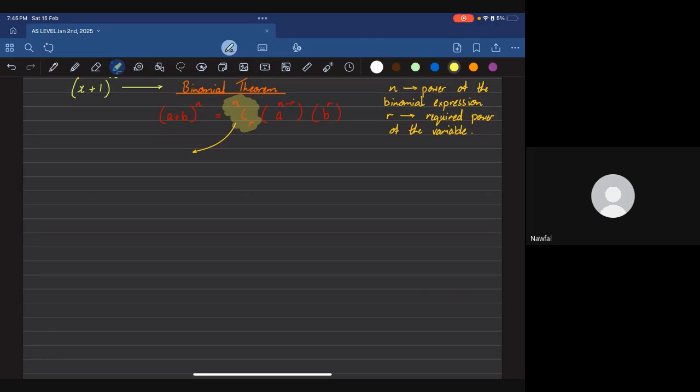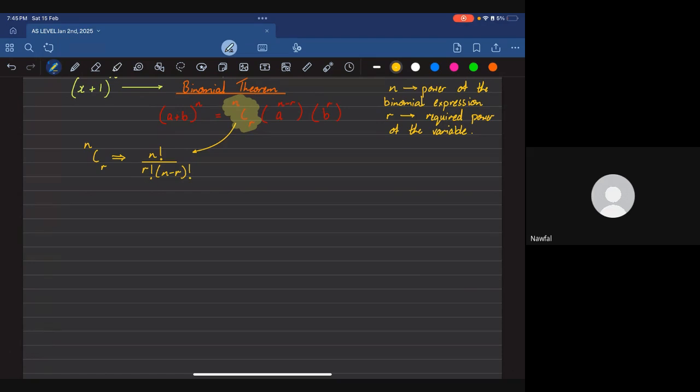So when I say nCr, what do I mean? Technically it means n factorial over r factorial times n minus r whole factorial.